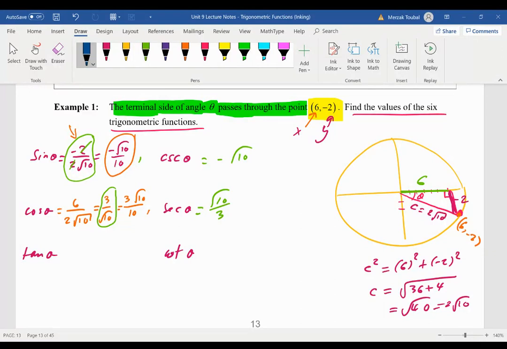Let's do the last one, which is tangent. Tangent is opposite over adjacent. So tangent is, probably this is the easiest one, -2 over 6, which is -1 over 3. And then when you do the reciprocal, it's going to be simply -3. So in other words, once we have the measures of the sides, then we can go ahead and find the sine of the angle, the cosine, and everything else.